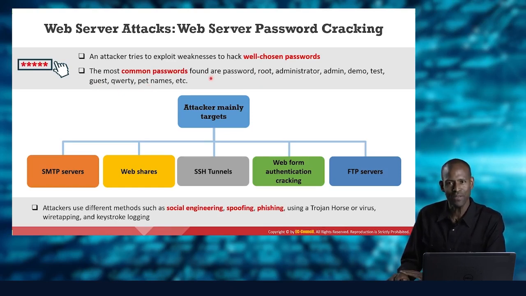Look up the top 1,000 passwords, and those might be some common passwords that might be found on a web server. And so what the attacker does is target things like SMTP services, web servers, like we saw before, SSH tunnels, web authentication forms, cracking those. And if there's an FTP server, those can be very crackable, and they can use many different ways to get these passwords.